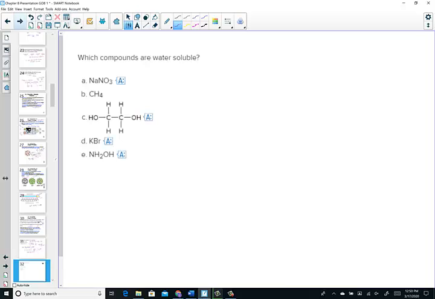How about you try some? Answer the compounds and determine if they are going to be water soluble. Come back to me when ready.